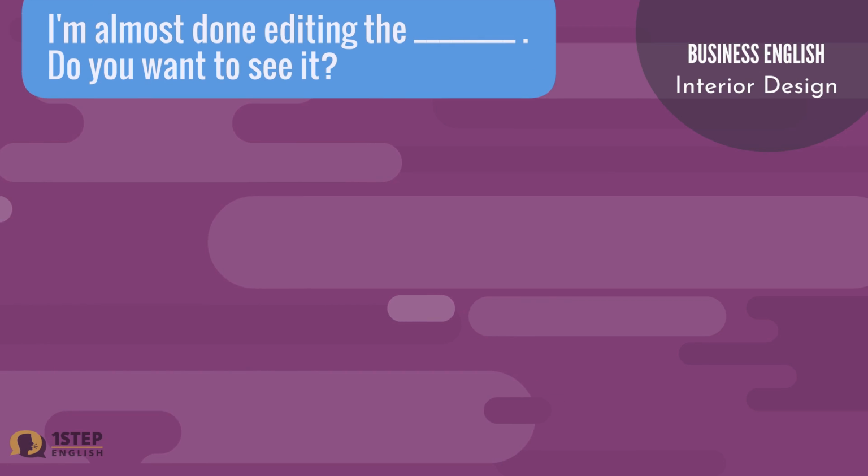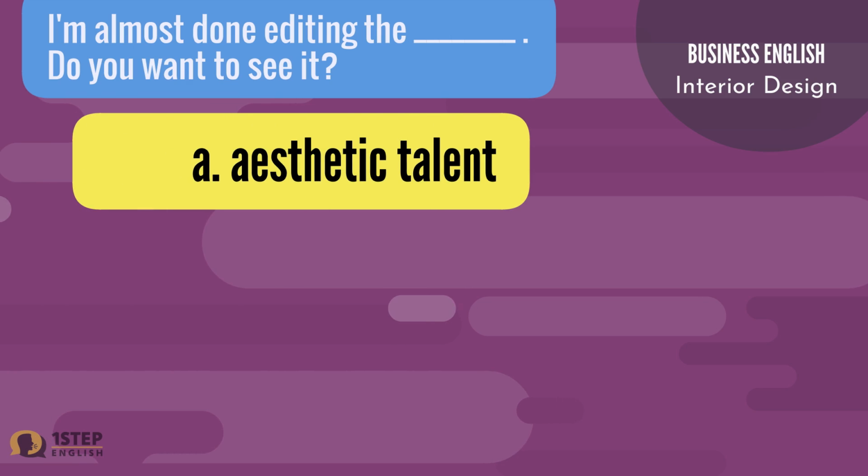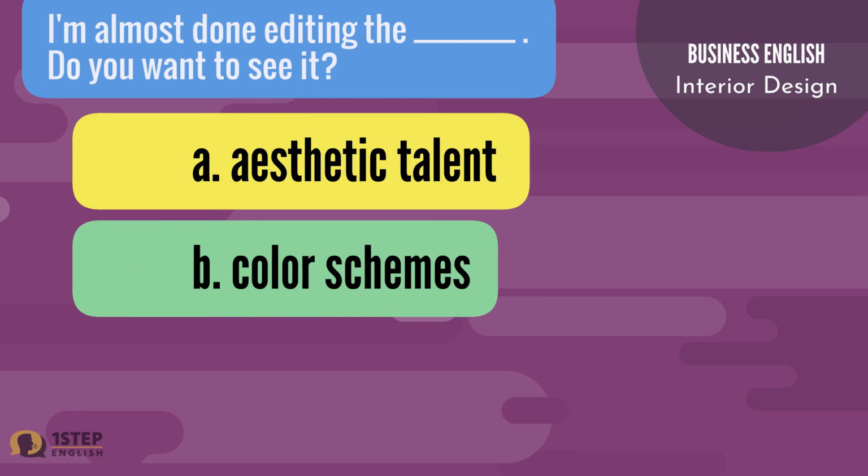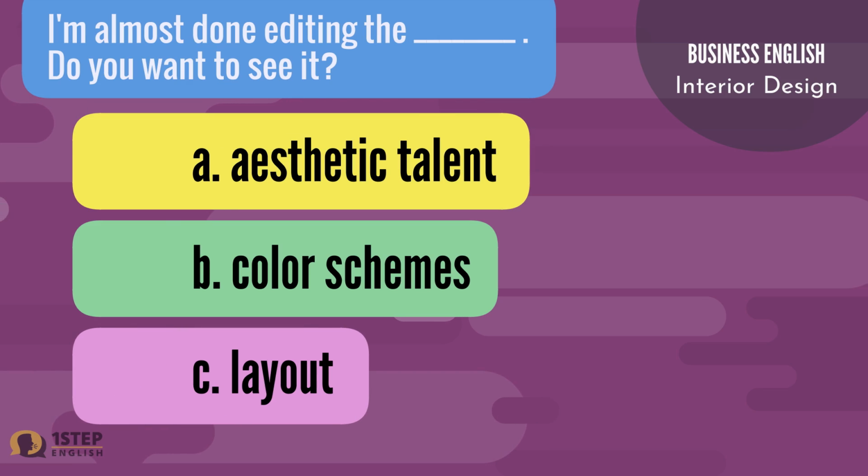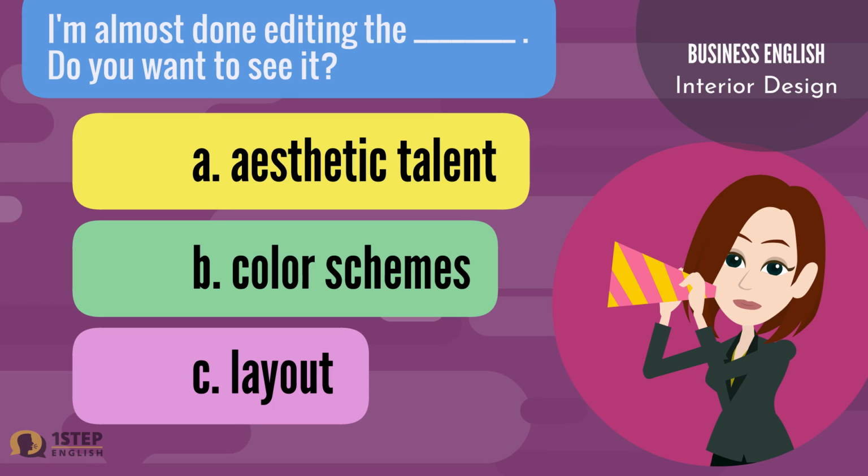I'm almost done editing the blank. Do you want to see it? Letter A. Aesthetic talent. Letter B. Color schemes. Letter C. Layout. The correct answer is letter C. Layout. I'm almost done editing the layout. Do you want to see it?